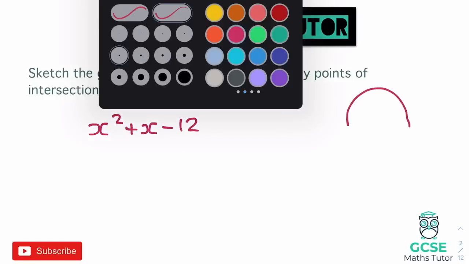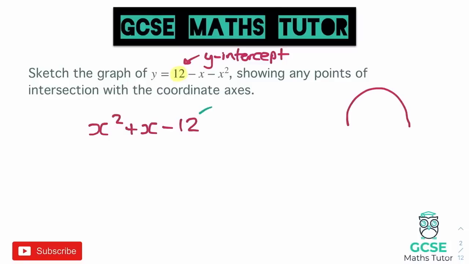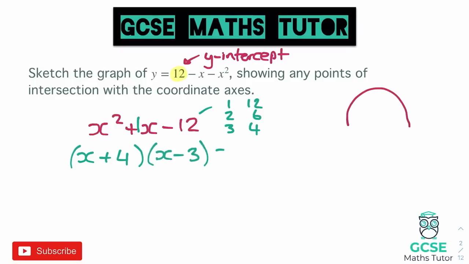So again, using that same process as before, we can have 1 and 12, we could have 2 and 6, or we could have 3 and 4. And we're trying to make positive 1 in the middle, so that's going to be 3 and 4. So we're going to have positive 4, take away 3, and that would give us positive 1 in the middle. Not forgetting that when it is just an x on its own, that is 1x. So in our brackets here, we've got x plus 4, and we've got x minus 3. There we go. And as we're solving it, let's set it equal to 0.